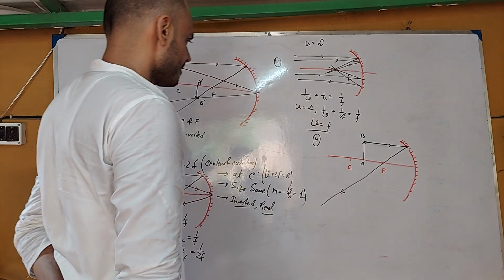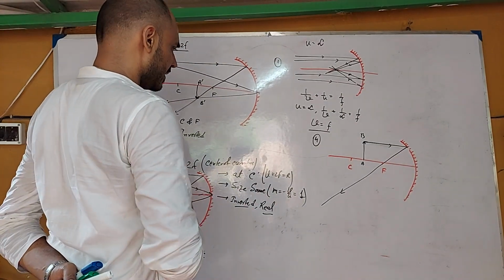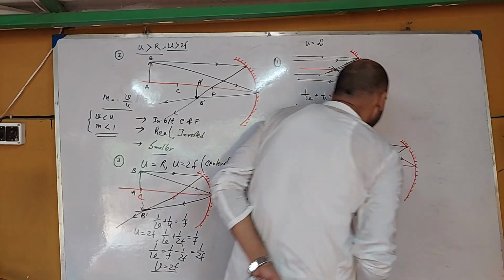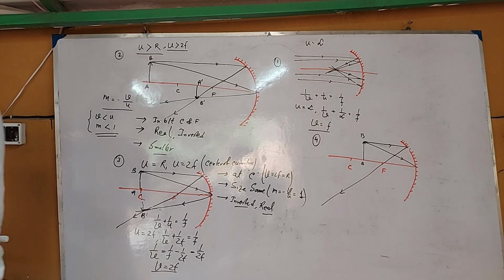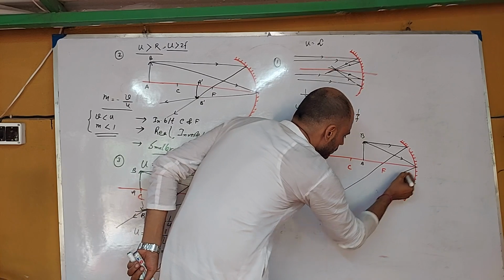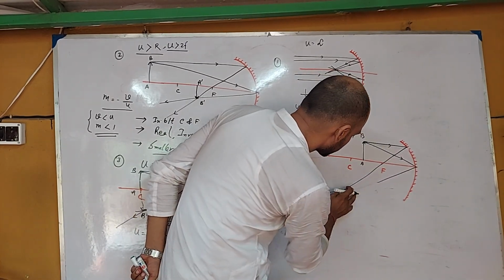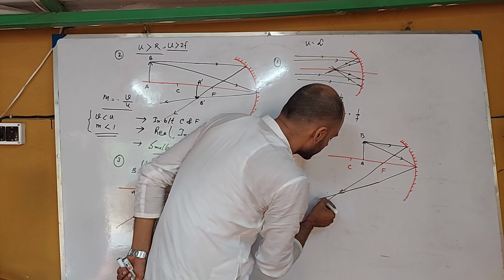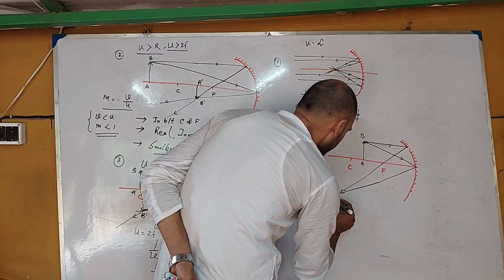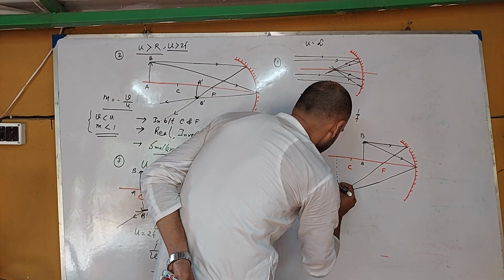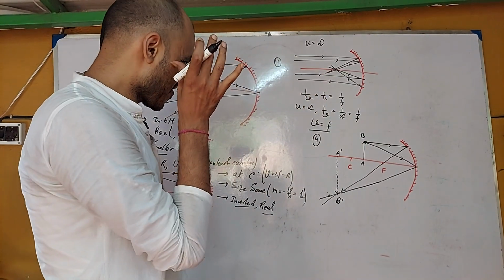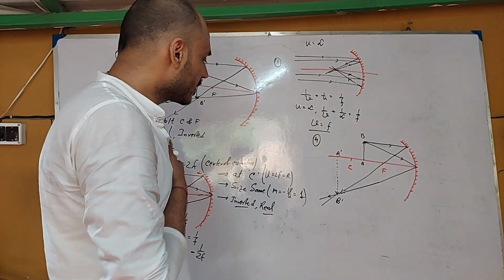Okay, we can draw this ray this way, and another ray which is incident at the pole and is reflected from this point. It should be curved like this. Then these two rays actually meet at this point, so that the image B dash can be formed, and this A dash can be written like this way.